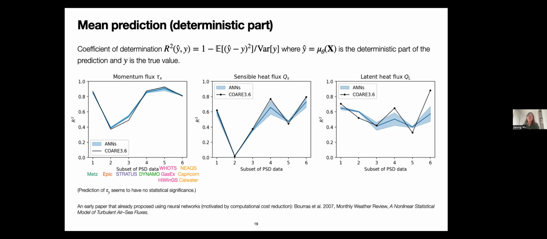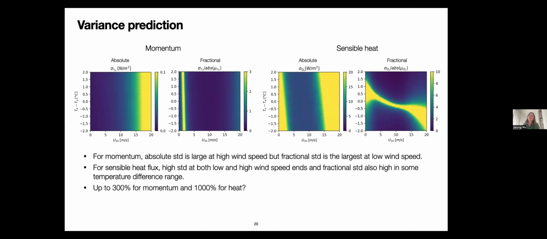But this is for the mean, the deterministic part. This work also only looked at the deterministic part, so you predict one value of the fluxes using inputs. The added piece in our current framework is the variance prediction. I'm still trying to parse through these, so these are some very preliminary results showing what the variance prediction looks like.